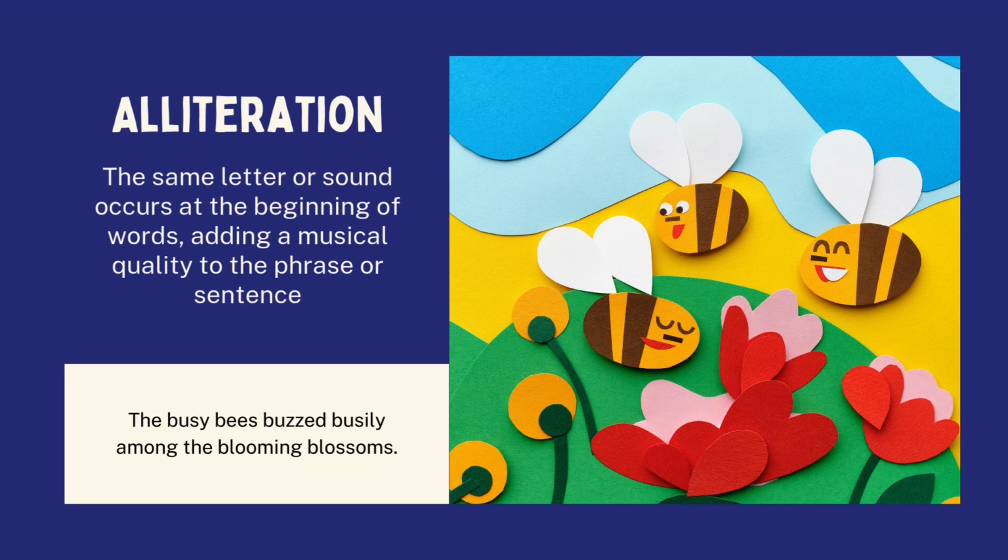Next, we have alliteration. Okay, so with alliteration, the same letter or sound occurs at the beginning of the words, adding a musical quality to the phrase or the sentence. So in this example, we have the busy bees buzz busily among the blooming blossoms. Say that fast a couple times, that's a good tongue twister. But we see that constant B being repeated, right? Gives it kind of like a good little rhyme. So that's alliteration. They're easy to spot as well.